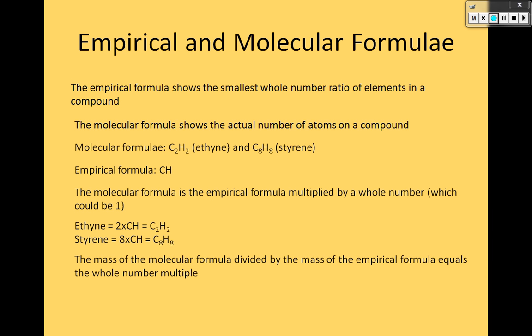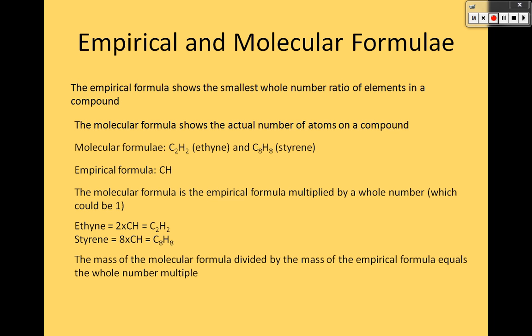The mass of the molecular formula divided by the mass of the empirical formula equals the whole number multiple, whatever that magic multiply number is. And that makes sense. If we think about ethine, for example, whatever the mass of C plus H is, ethine, which is C2H2, is going to be twice that.